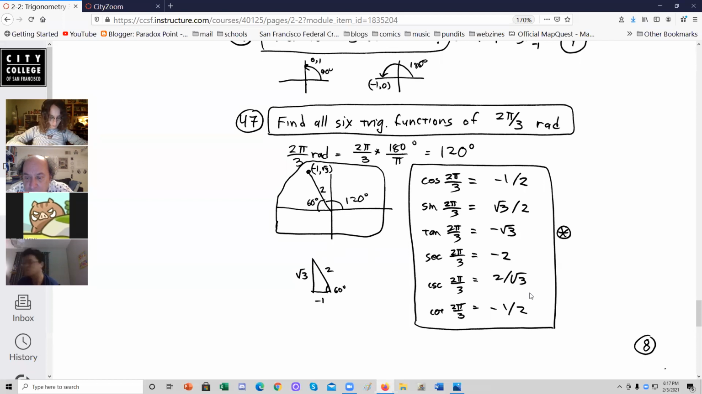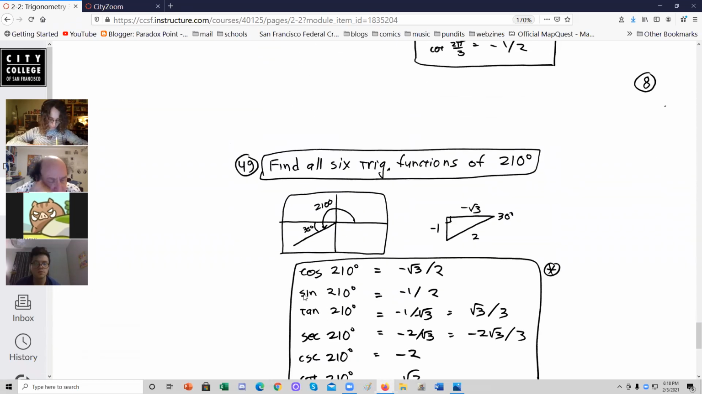Oh dear. You know what? I'm going to have to change this. Error. I'll have to change page 8. Cotangent equals not -1/2. My apologies. It's -1 over √3. It's the reciprocal of this tangent. So it should be -1 over √3. I shall change that after class.